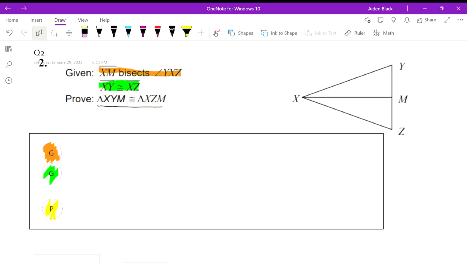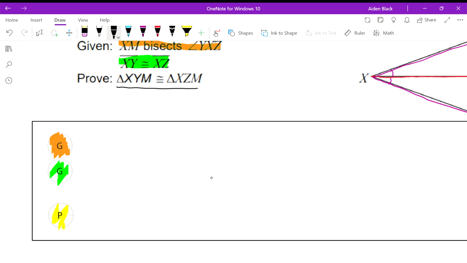We know that XM bisects, so this line right here, XM bisects or cuts in half this angle right here, YXM. So what that means is this angle is congruent to this angle. Now, let's write this out. XM, and I'll write is the bisector of angle YXZ.